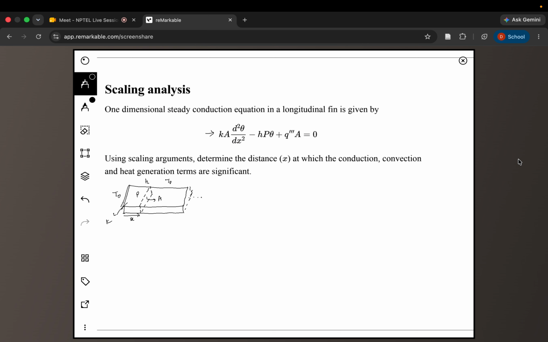So what would be my first step in scaling analysis? There are three different terms and I want to understand the relative contributions of each of the terms. So this is the conduction term. I'll call this the conduction term. This is the convection term. And this is the generation term. So what would be the first step before doing the scaling analysis?